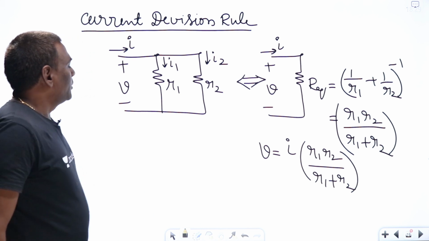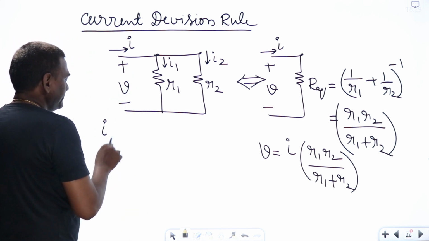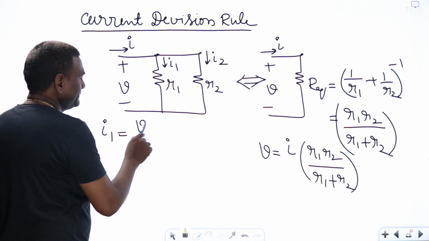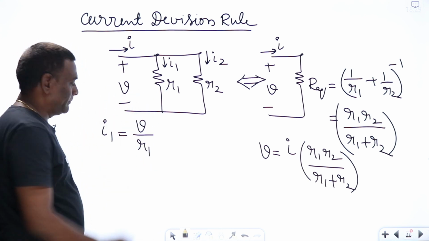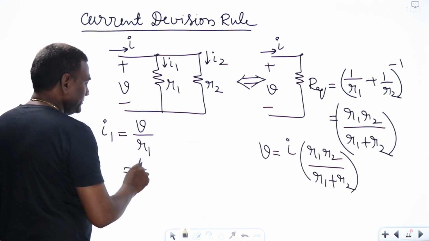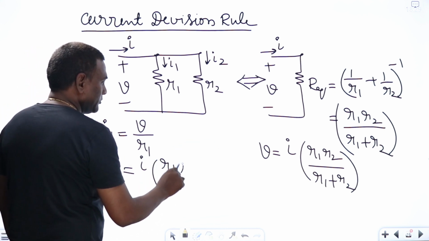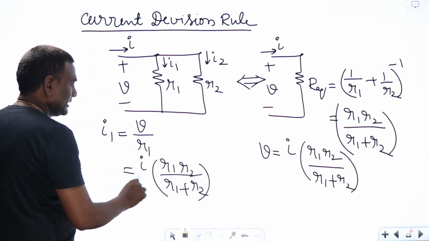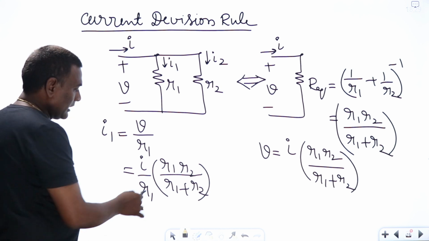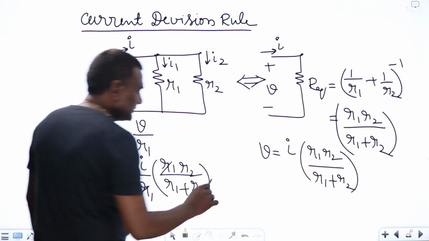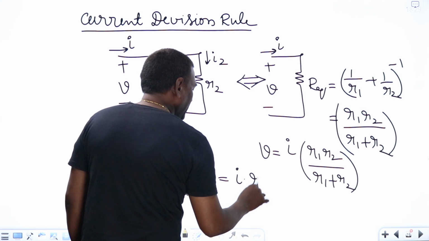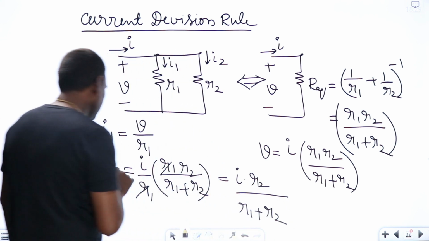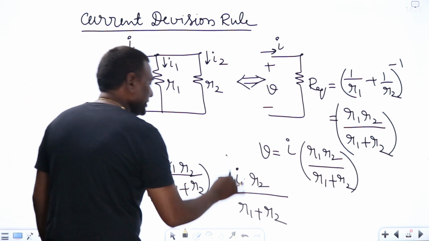Done. Now let me calculate I1 here. How much is I1? V divided by R1. How much is V? I into R1 R2 by R1 plus R2, divided by R1. R1 is going to get cancelled, such that I into R2 by R1 plus R2 is going to be I1. This has to be remembered.